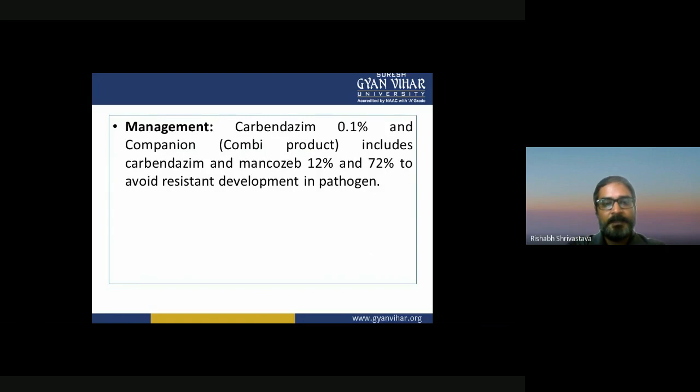Management: carbendazim 0.1% and Companion, the combo product that includes carbendazim and mancozeb at 12% and 72%, to avoid resistance development in the pathogen.